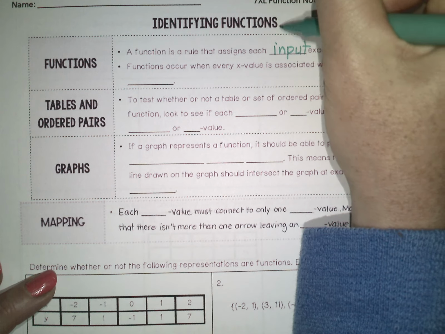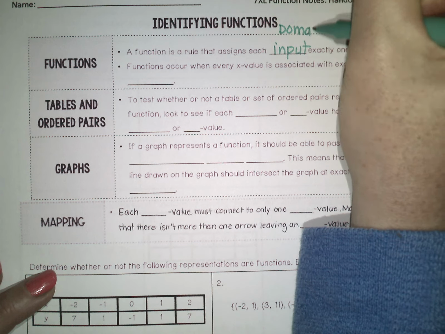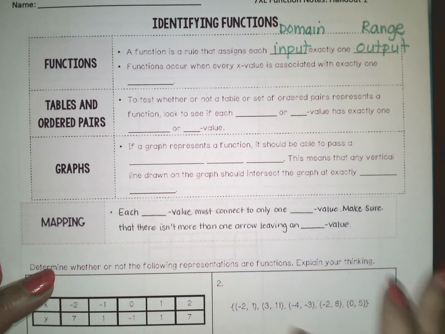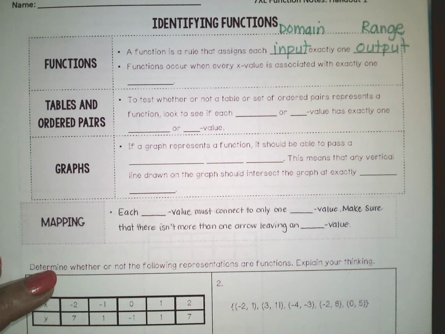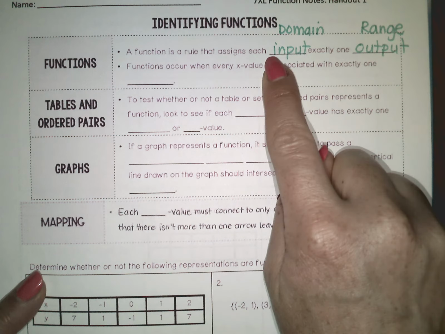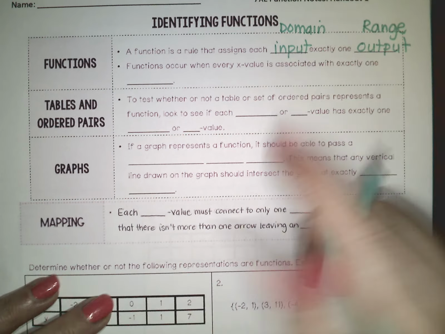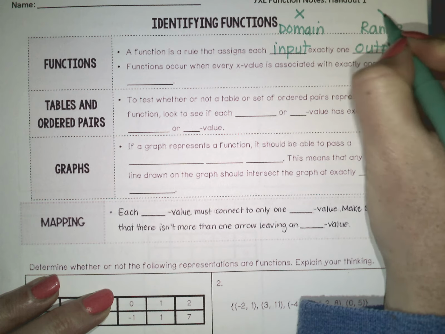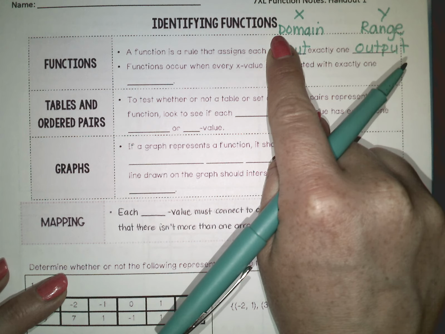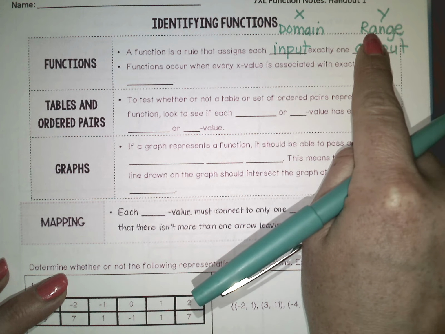Sometimes you'll see the words domain and range, okay? So the kind of clue that I always give seventh graders is input is your X value, output is your Y value, okay? Domain is your X value, range is your Y value.